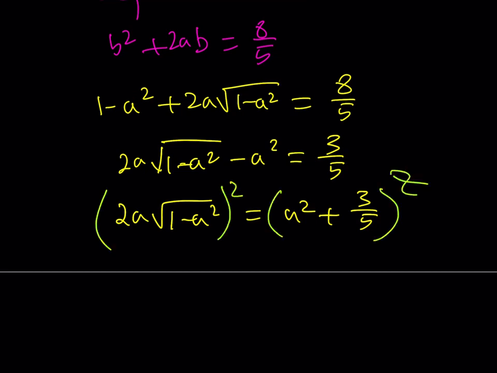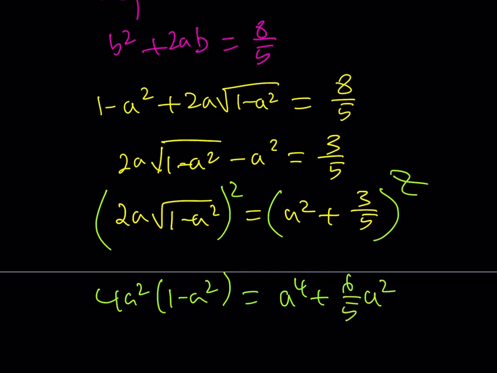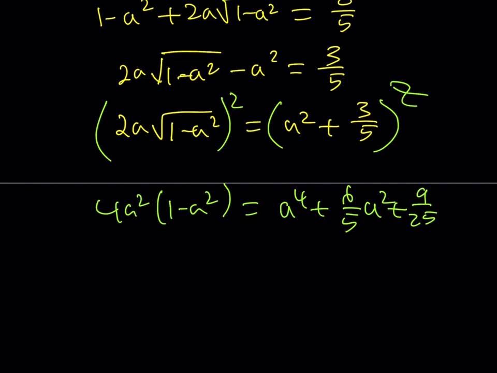I'll be squaring both sides. This is going to give me 4A squared times 1 minus A squared, and this should give me A to the 4th plus 6 over 5 A squared plus 9 over 25. So I'd like to multiply everything by, actually not 4, 25. Let me distribute this first. Okay, I'm going to get this one.